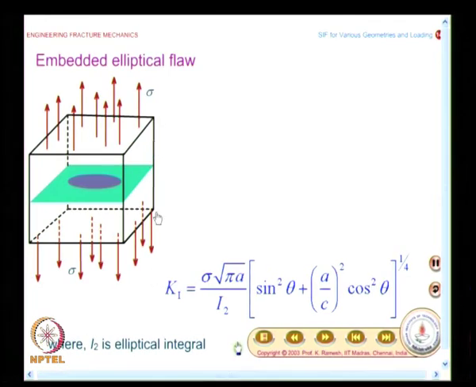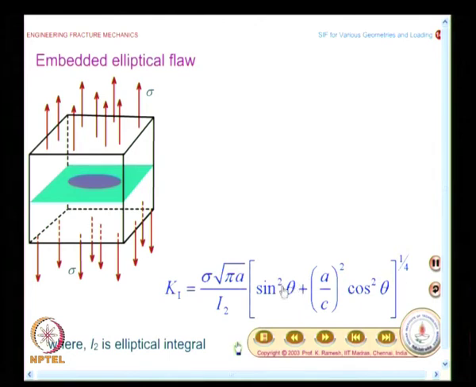See, here the edges are drawn straight in the diagram, still consider this as an infinite body with an elliptical flaw. And the value of K1 is given as sigma root pi a, that is magical. In all the problems you will see sigma root pi a, divided by I2, where I2 is an elliptical integral, we will see what it is. And you have an expression in terms of theta: sin squared theta plus a by c whole squared cos squared theta, whole power 1 by 4.